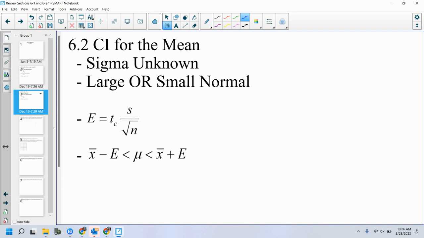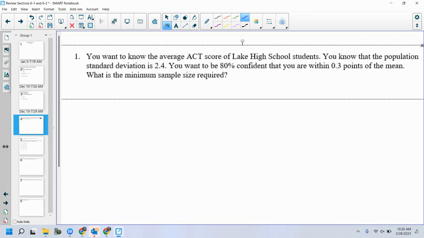All right, enough of me yapping. Let's get to the actual questions from the review. You want to know the average ACT score of Lake High School students. You know that the population standard deviation is 2.4. You want to be 80% confident that you are within 0.3 points of the mean. What is the minimum sample size required?